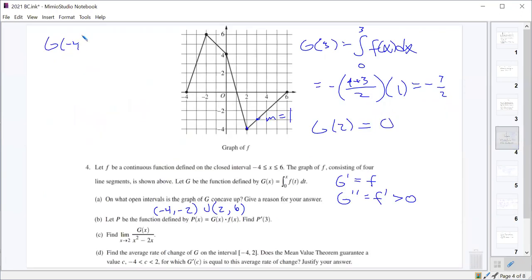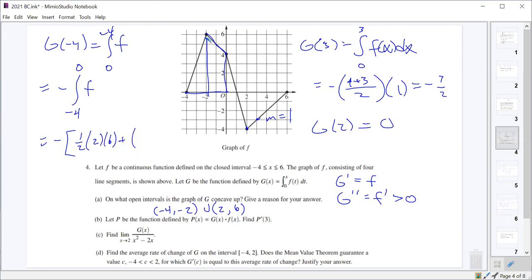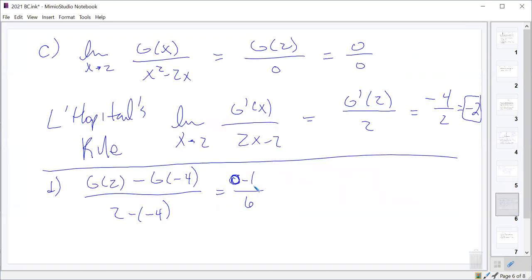So g of -4 ought to be the integral from 0 to -4 of f, which ought to be the opposite of the integral from -4 to 0 of f. The integral from -4 to 0, that's just a triangle and a trapezoid. So we'll do a triangle and the trapezoid. 1/2 base of 2, height of 6. And then the other one is base 1, 6, plus base 2, 4, over 2, times the height of 2. So we end up with, what do we end up with? -16 is our final value for g of -4. So 16 over 6, which is what? 8/3. Everybody good with that?